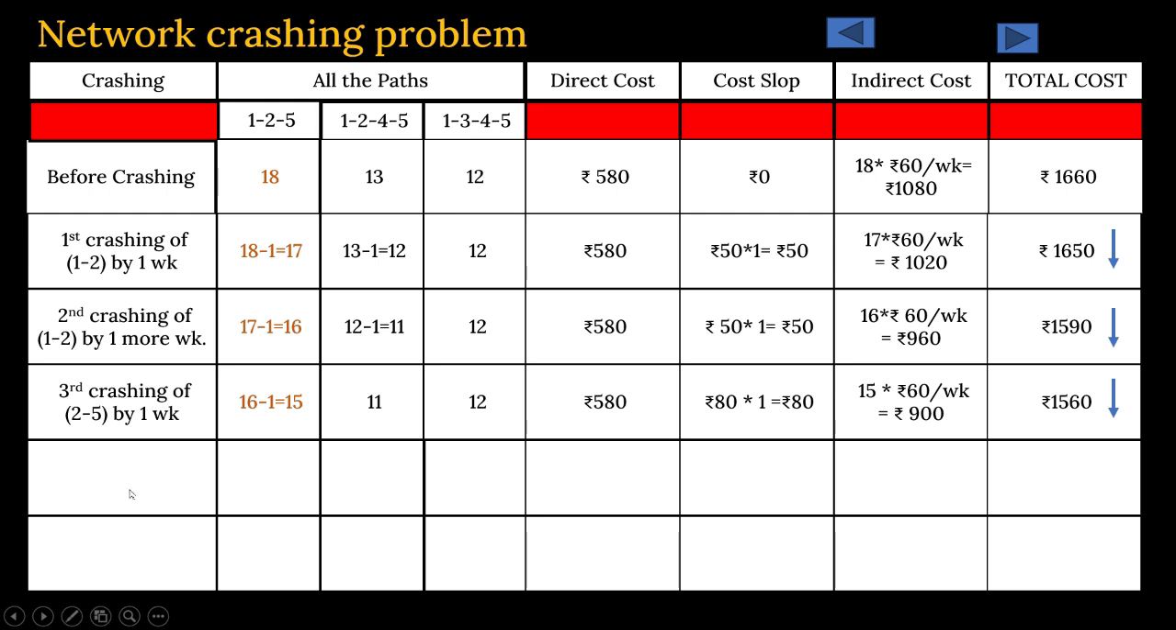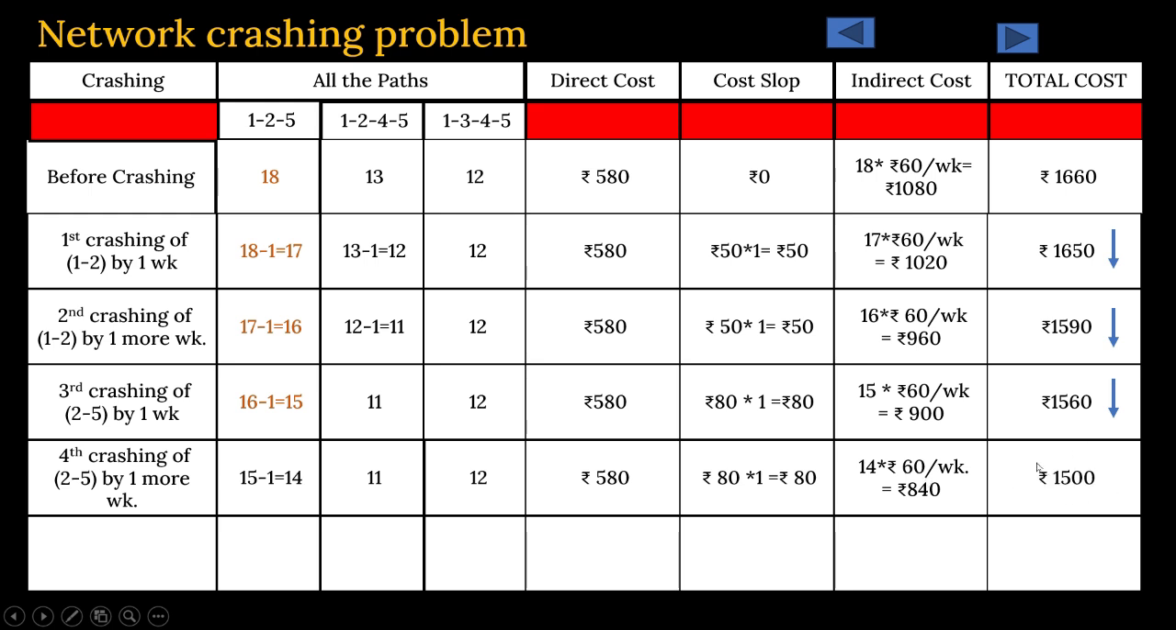So 2 more days crashing is possible on activity 2 to 5. So it is a fourth crashing activity. And similarly 14 days is the duration. Now 1 week less. Here there is no 2 to 5 activity, so in these two cases there is no change. It will remain unchanged. Your cost will be 580 plus 80 rupees multiplied by 2 weeks, that is 160 rupees. Again you have to incorporate your overheads. They will be less because now the duration is 14 days. 60 rupees is your overheads per week, 840, and your total cost is coming down to 1500 project cost.